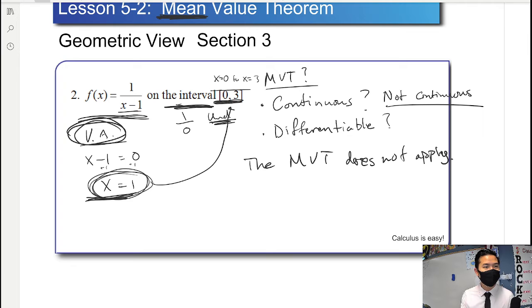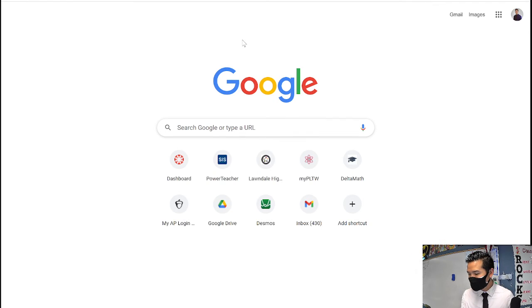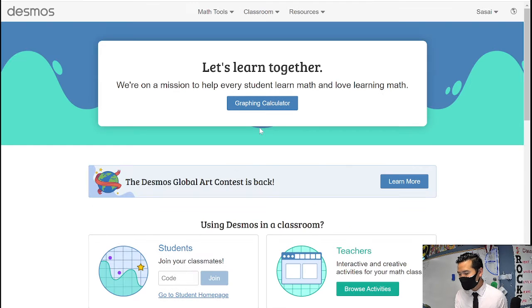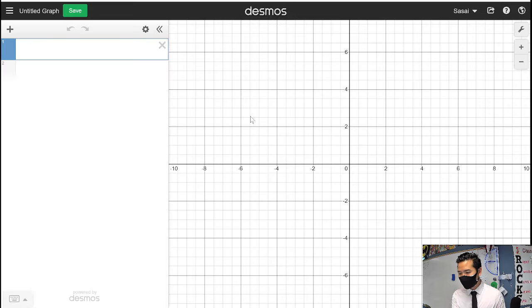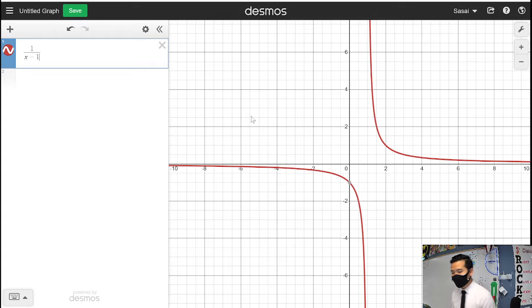Okay, so let me open up this right here, bring it over there, open that over there. So let's go to Desmos, my favorite app. And what was the function? 1 over x minus 1. Okay? Check it out.